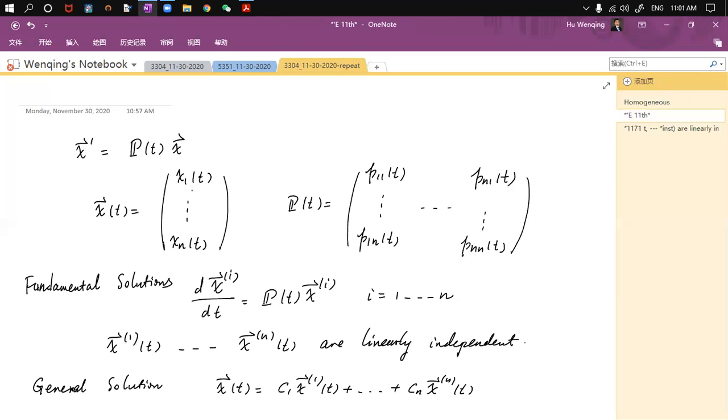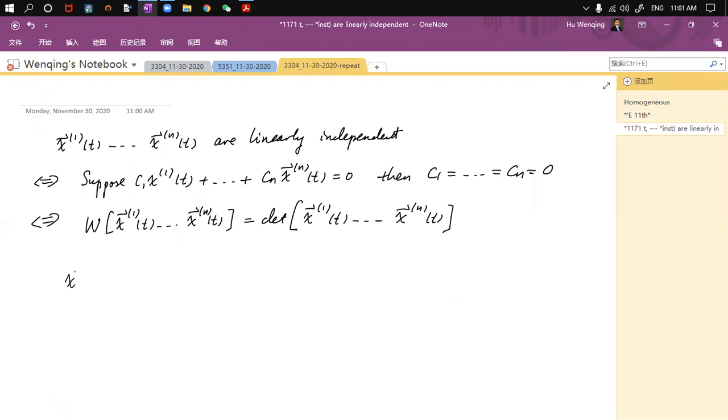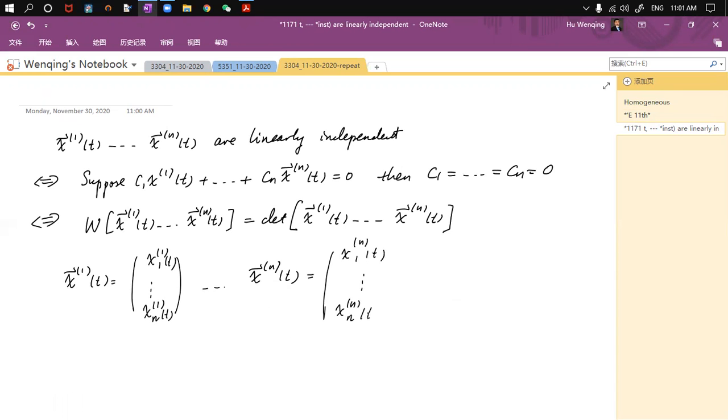So that means x1 of t, up to xn of t, these are column vectors. So x1 of t is x11 up to x1n, and xn of t is xn1 of t up to xnn of t. These are functions of t. So these are column vectors in a row.